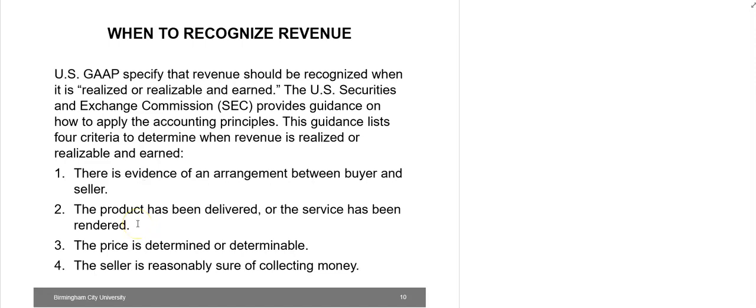The second condition would preclude revenue recognition when the product has been shipped but the risk and rewards of ownership have not actually passed to the buyer. The third condition would disallow a company recognizing revenue that is based on some contingency. The fourth condition would preclude a company from recognizing revenue when the customer is unlikely to pay.